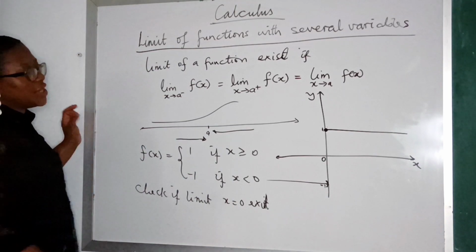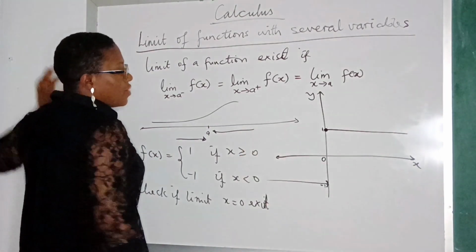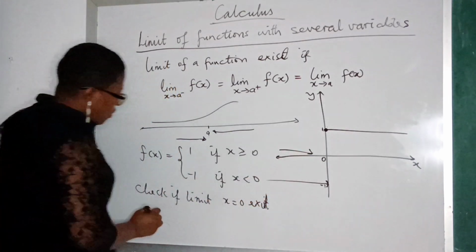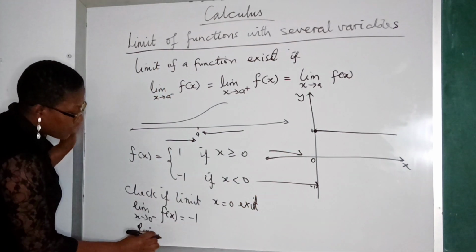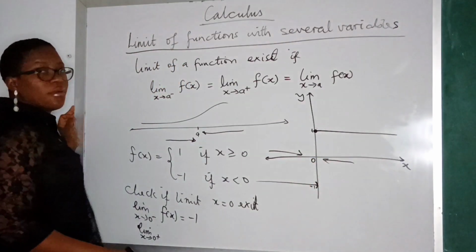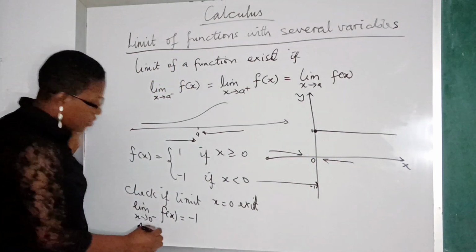Now let's approach 0 from the left hand side. This is my left hand side, right? Approaching 0 from the left hand side, what do we have? We have the limit from the right hand side. I'm coming to 0 from this side. What will you give me? 1.